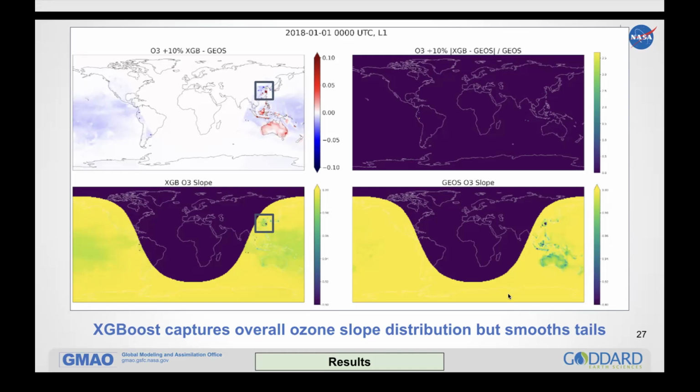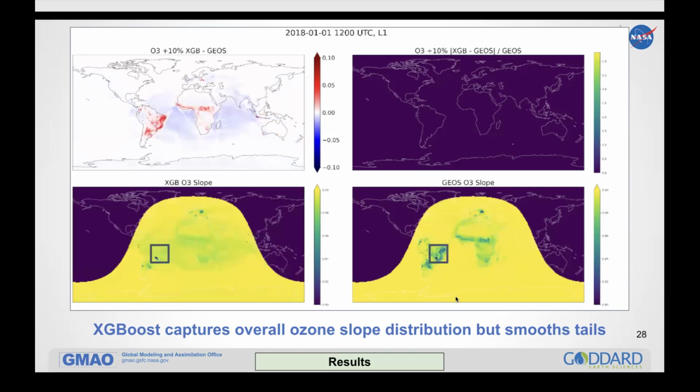And for ozone, we don't have a steady state assumption to compare our XGBoost model against. But overall, again, we see that it does capture the spatial distribution of ozone slopes quite well.